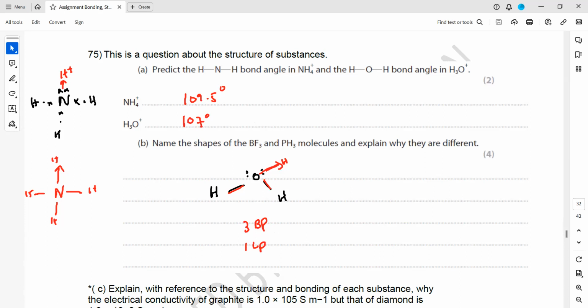So whenever you're predicting the geometry of a molecule, you will consider dative bonds the same as a simple covalent bond when predicting the geometry.